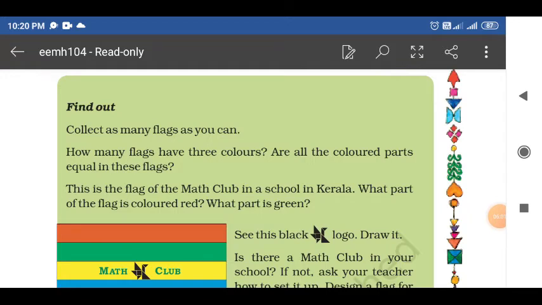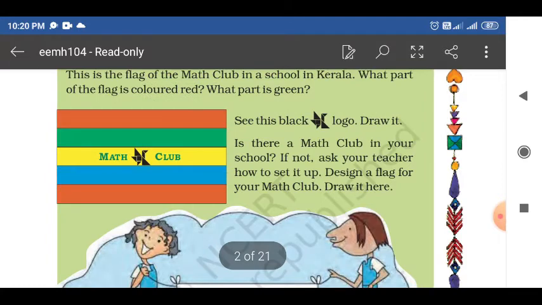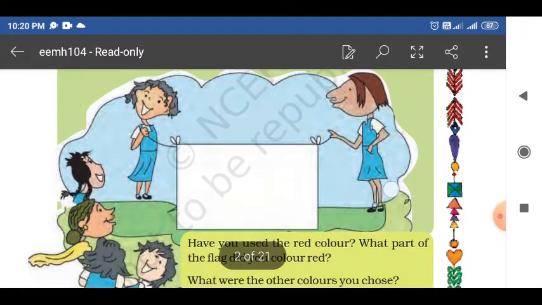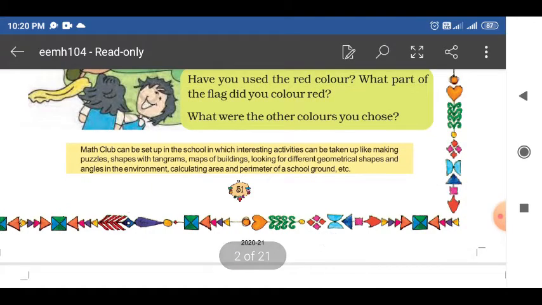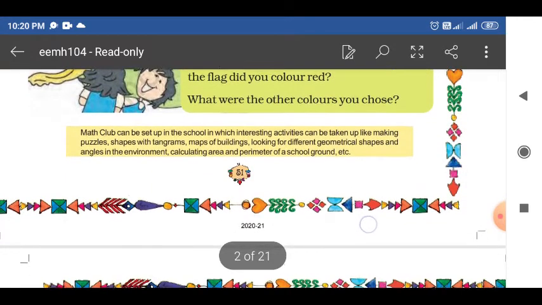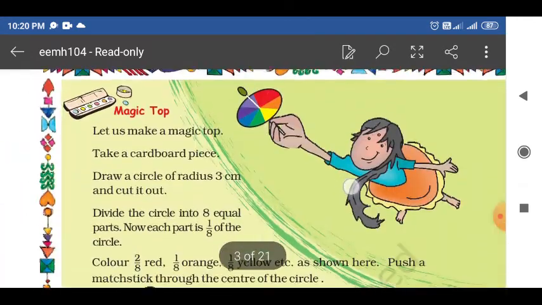See, like that only, here you can collect more flags and you can check how much part it is. See here, in Math Club, one more flag is given. So how many parts is it divided into? 1, 2, 3, 4, 5 parts. So 5 parts means the orange color is divided into 1 by 5. Each part is 1 by 5. So like that you have to check. You can take another country's flag and you can check it.